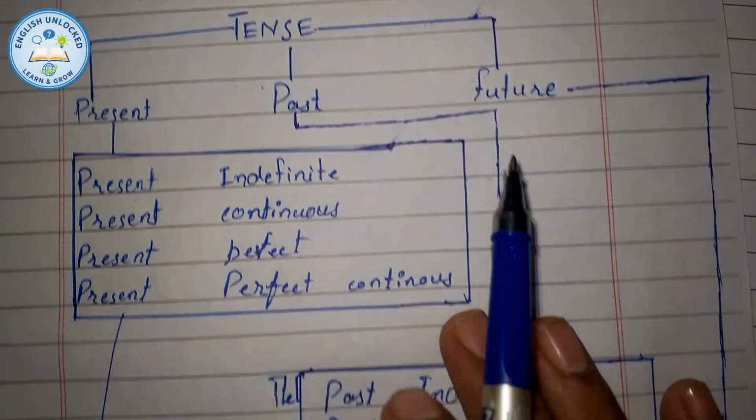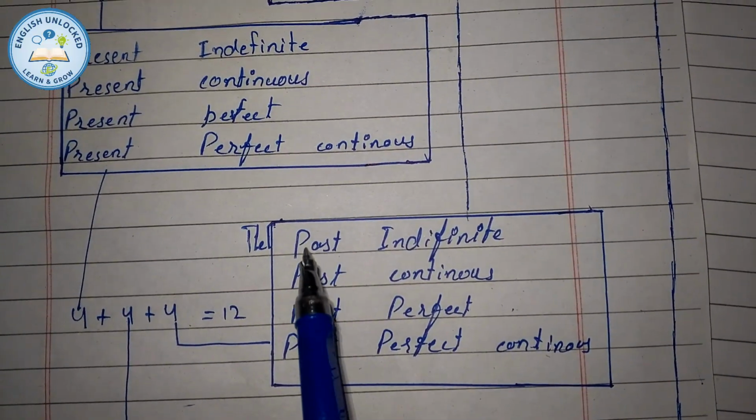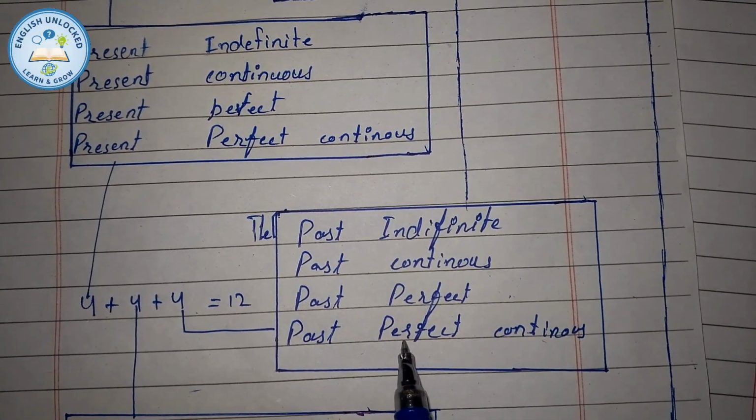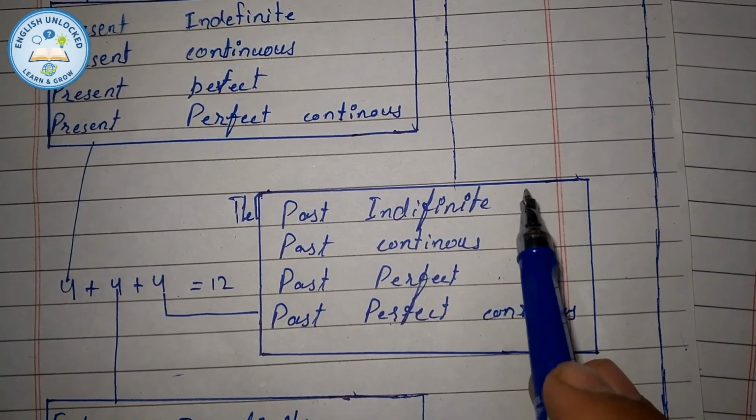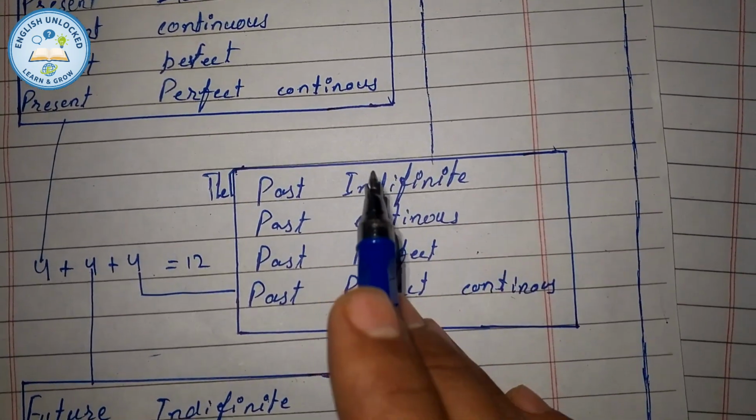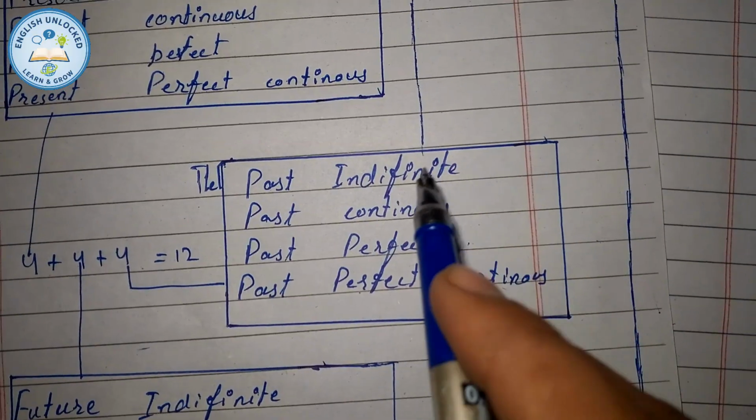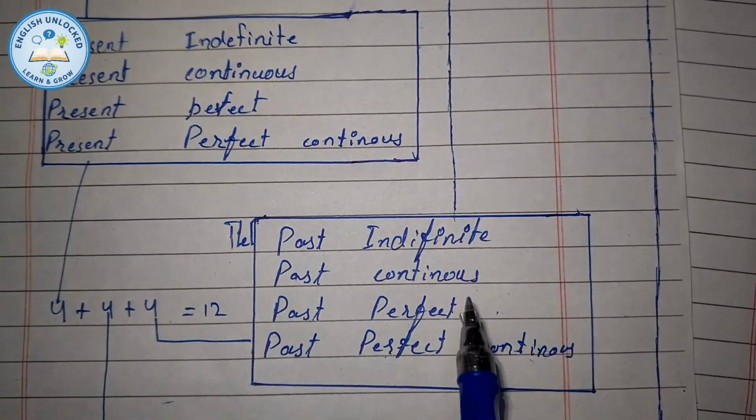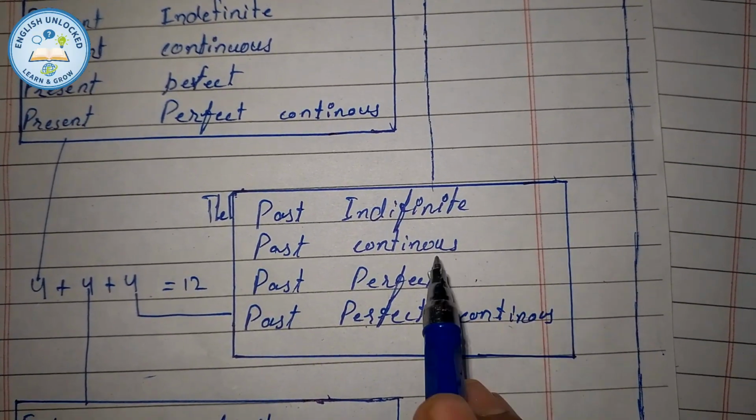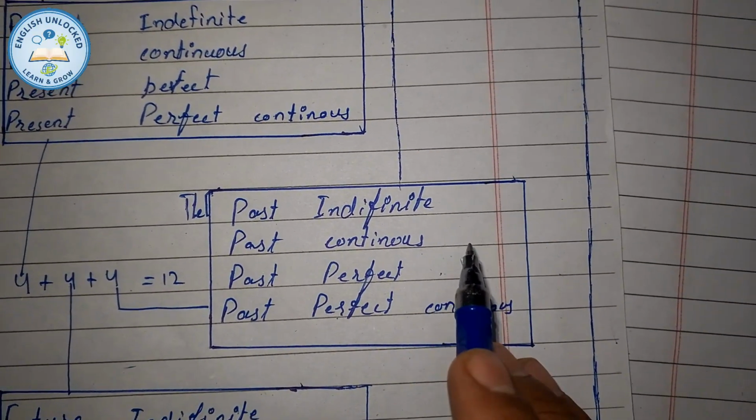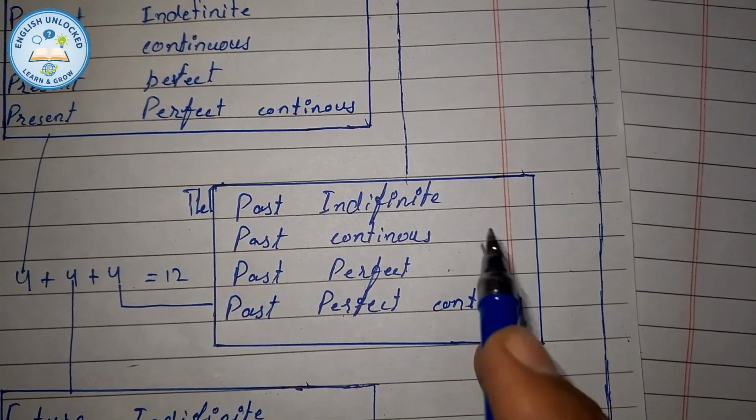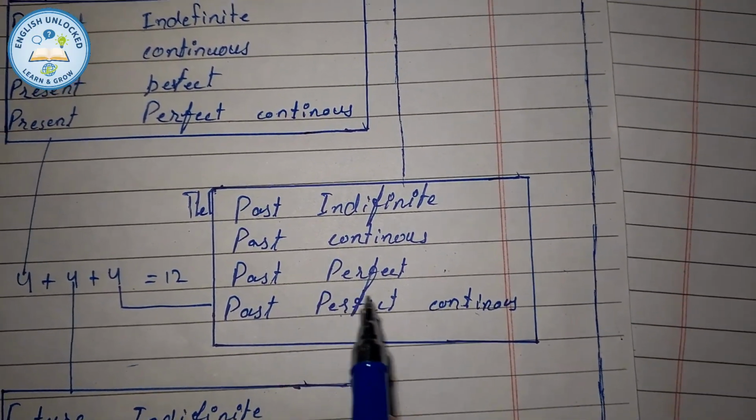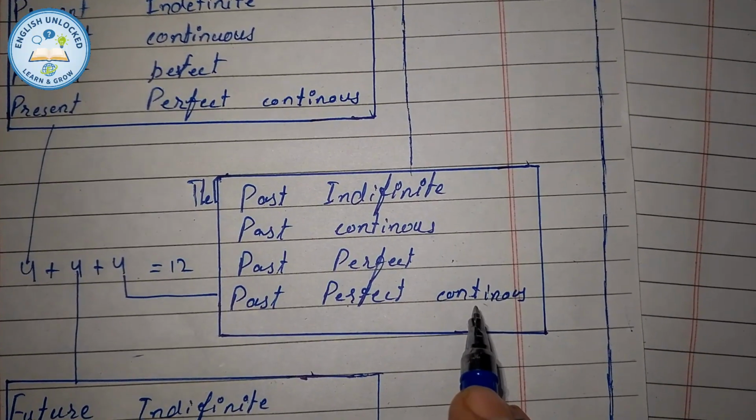So again, this is for past indefinite, past continuous, past perfect, past perfect continuous. Past indefinite means those actions which we did yesterday or before. For example, I taught you, and the second form of the verb is used here. Here the first form of the verb is used. Past continuous, those actions which were going on in past. For example, I was teaching you yesterday. I was teaching you. I had taught you. I had been teaching you for 3 years.